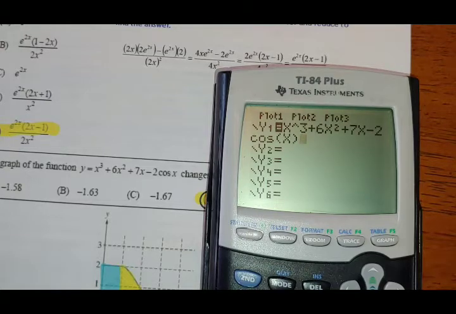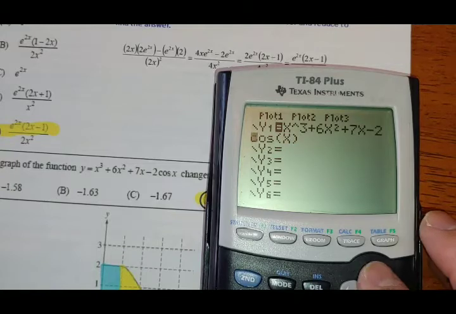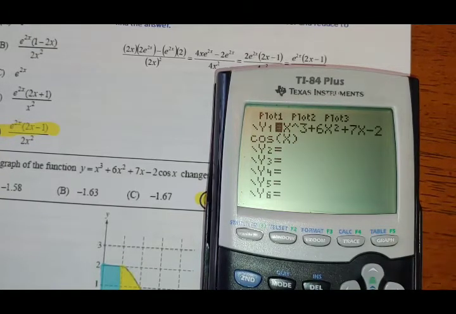In this one, I said I was going to graph the first derivative, so I'm going to go back to the equal marks, and I'm going to turn the function off by de-highlighting that equal mark.